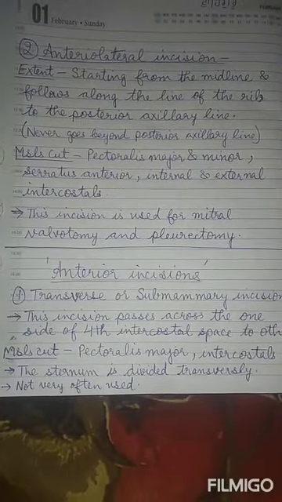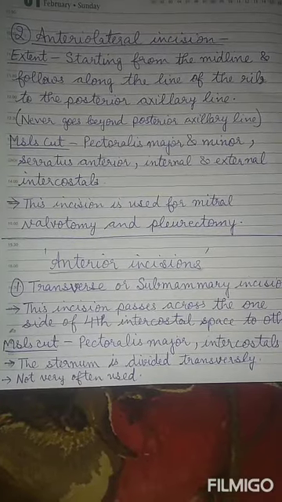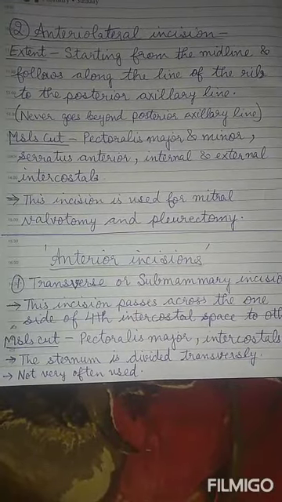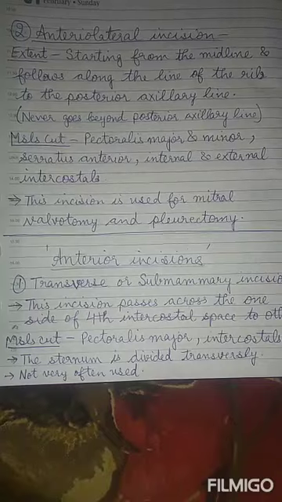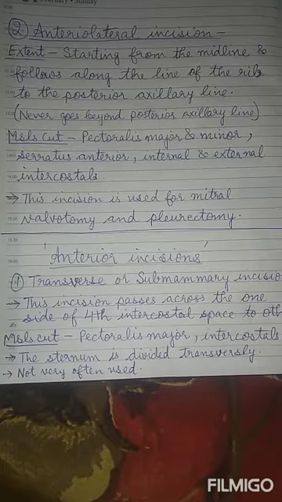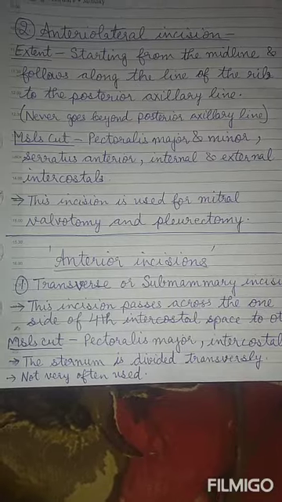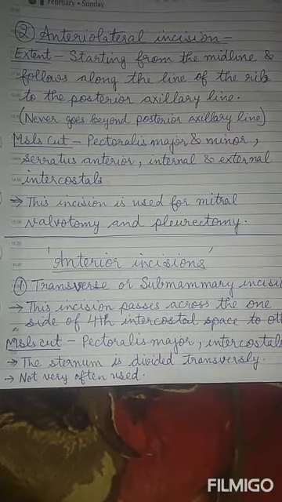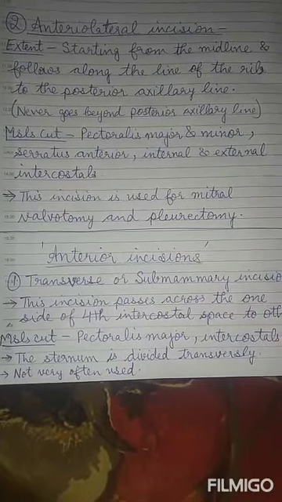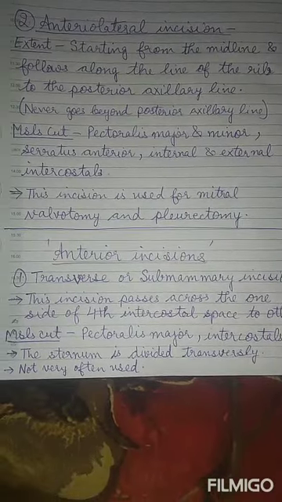Another lateral incision or thoracotomy is the anterolateral incision. Its extent starts from the midline and follows along the line of the rib to the posterior axillary line. This incision never goes beyond the posterior axillary line. So it starts from the anterior part and moves backward towards the posterior axillary line. The main muscles cut during this incision are pectoralis major and minor, serratus anterior, and internal and external intercostals. Mainly this incision is used for mitral valvotomy and pleurectomy.